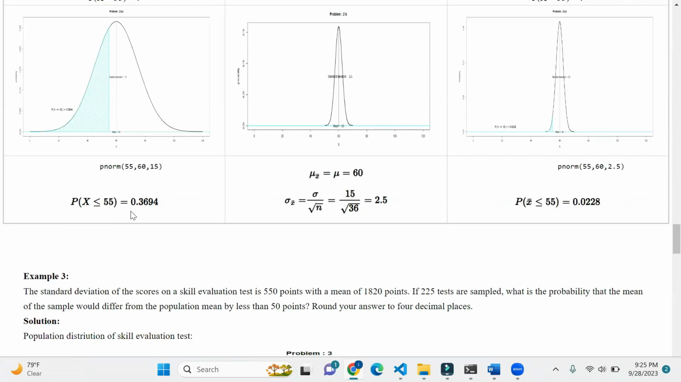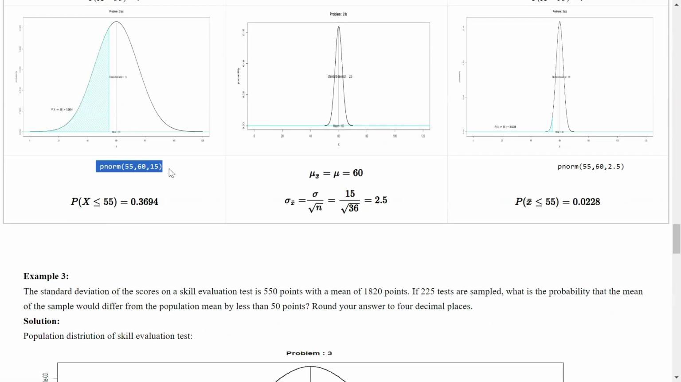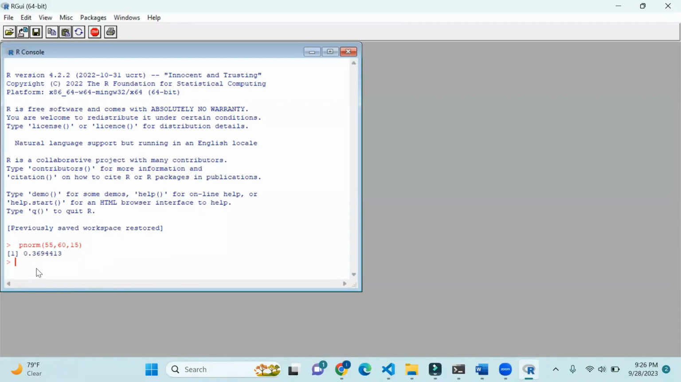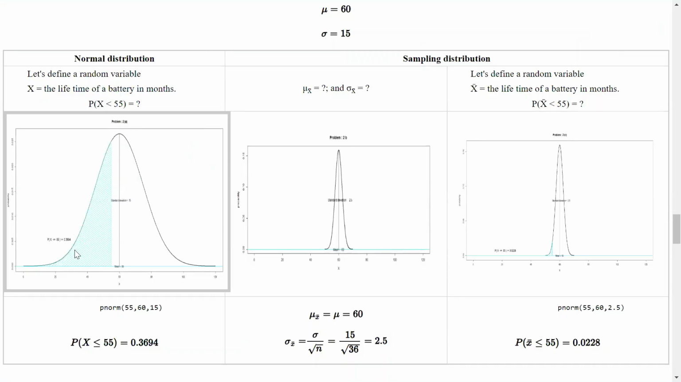The R solution is given here. Copy this R command and paste it at this R console. We get the solution here, 0.369441. That is about 37% of the batteries have a lifetime less than 55 months.